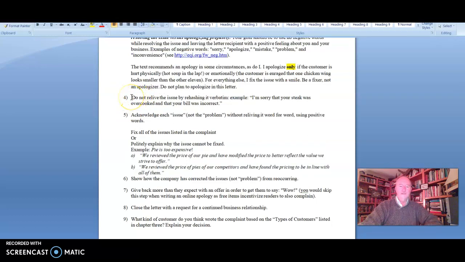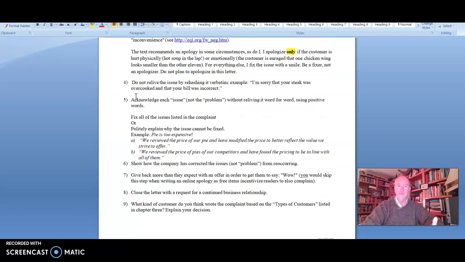Don't relive the issue by verbalizing it. Again, I'm sorry your steak was overcooked. I'm sorry your bill was incorrect. I'm so sorry that you got sick and threw up in the car and all over your clothes and all of your date. Stop. Don't go into that kind of detail. Instead: Thanks for telling us about what happened. We'd be happy to follow up and correct it.